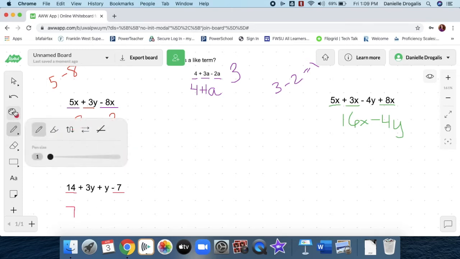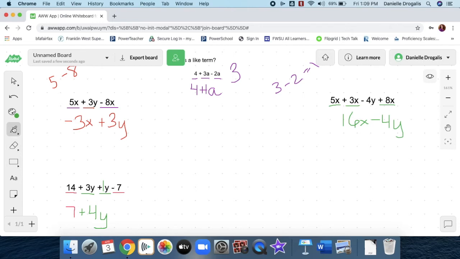Now we have the chance for another combination of like terms. We have a positive 3y and a positive y. Remember, hiding in there is a positive 1y. So don't just write plus 3y. I see students do that often. This is 3 plus 1. And I'll leave that color coded so you can see how it matches. This becomes 7 plus 4y. Okay, so that's the result of combining like terms.